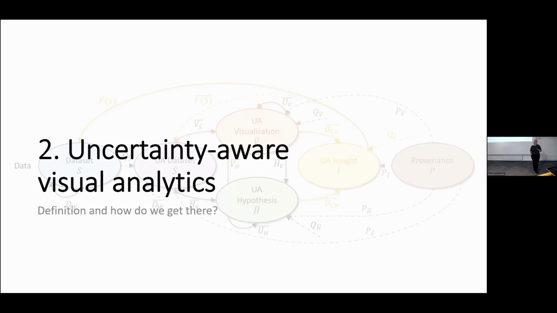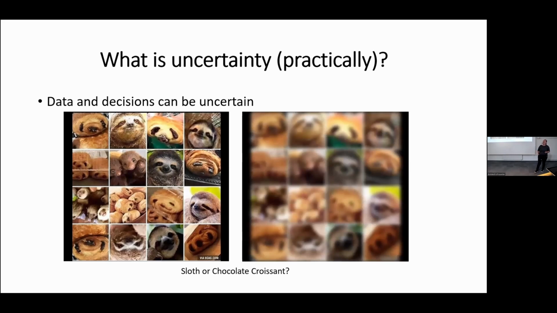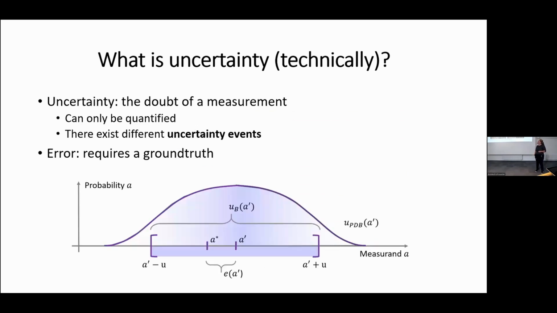And now I want to come to the point where we are talking about uncertainty in visual analytics and why this is so important. So I want to give you a little teaser. What is uncertainty if we're looking at it in a practical way? You're seeing this picture of sloths and chocolate croissants. And in our mind, those are two really different things. But if you're looking at those images, they don't really look that different anymore. And even worse, I just added a Gaussian blur on it. If you're looking at this one, I would swear by everything that I have that this is supposed to be a sloth, but it's not. So it's really important to think about uncertainty.